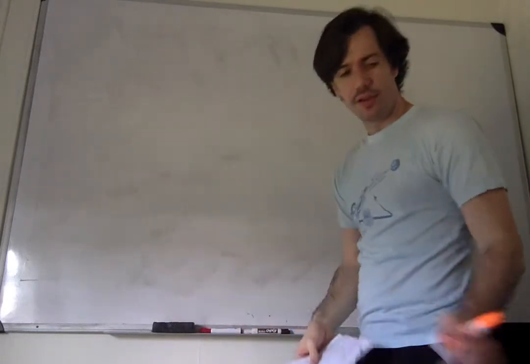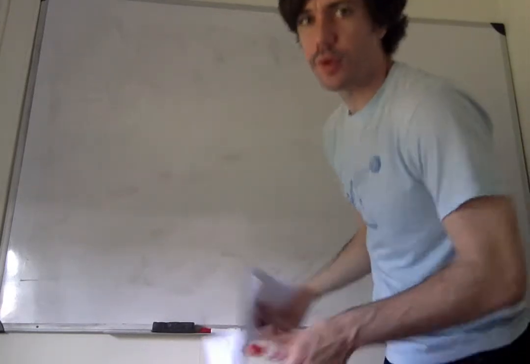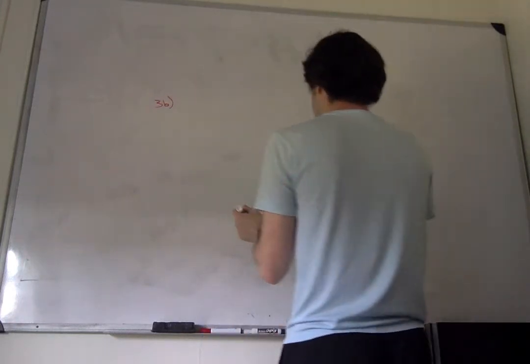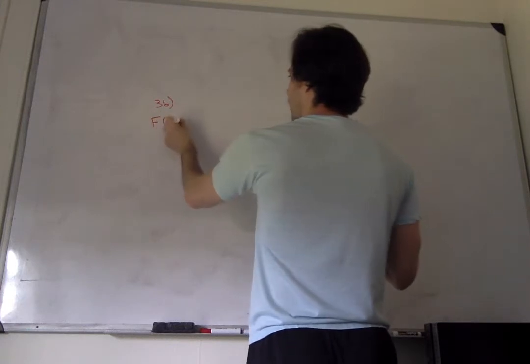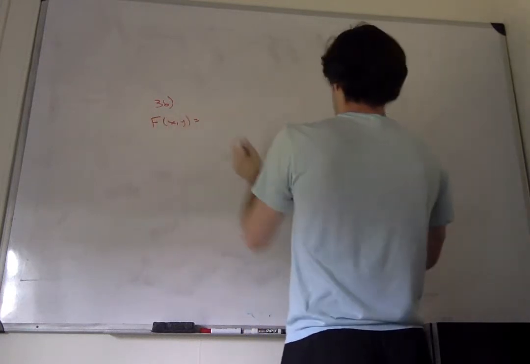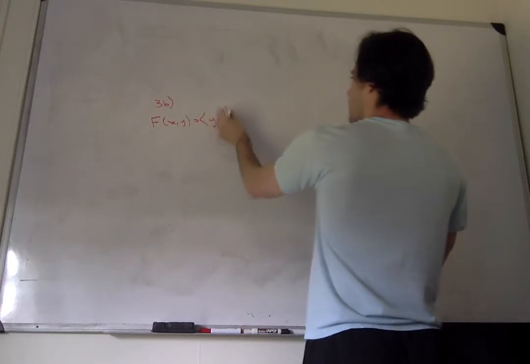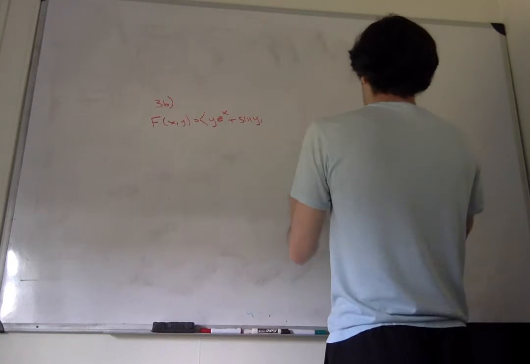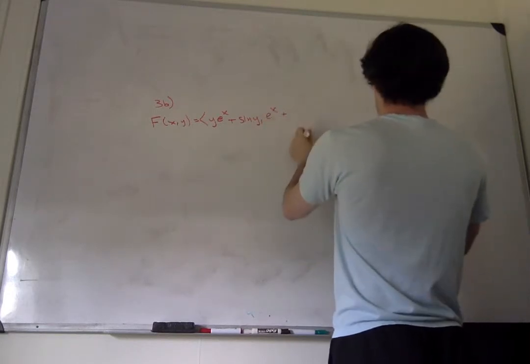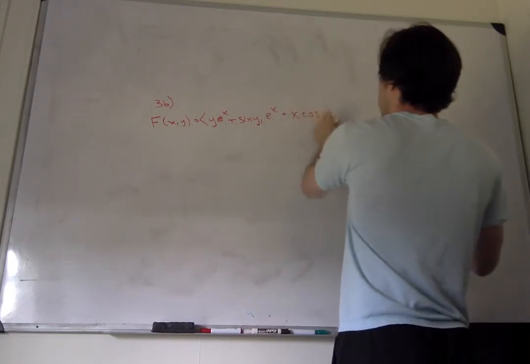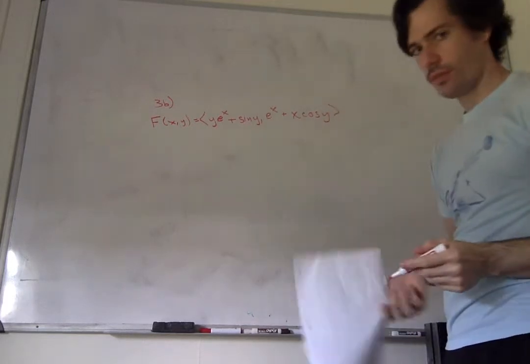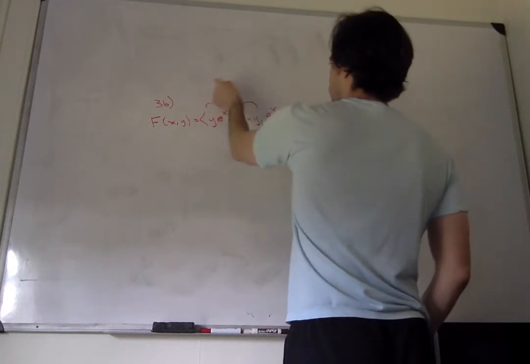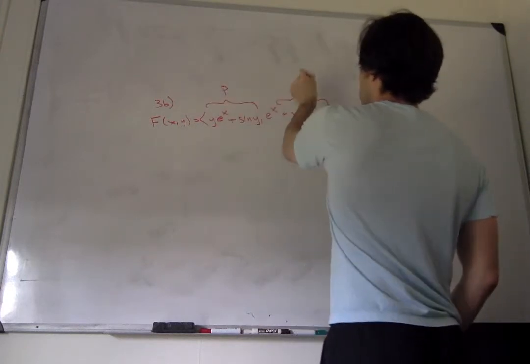Okay, so the next order of business, we're going to do problem 3b. So 3b, you have f(x, y) equals y e to the x plus sine y, e to the x plus x cosine y. Okay, so again, this is P, this is Q.